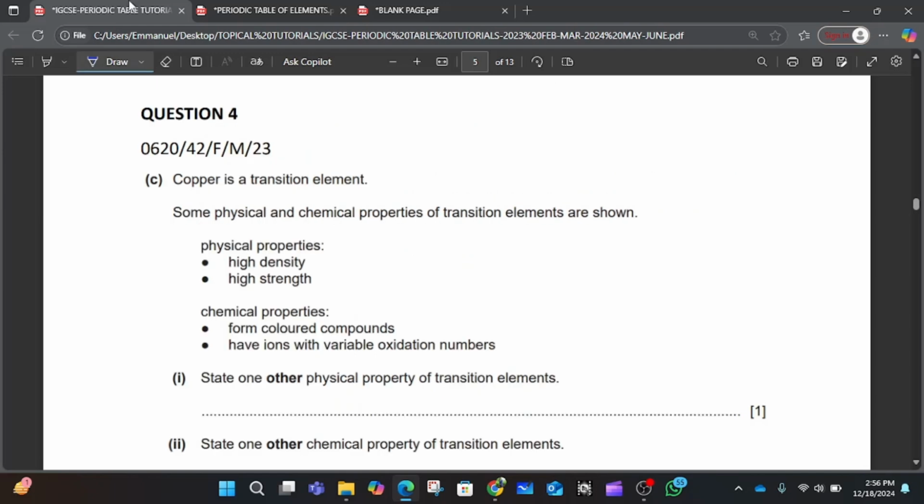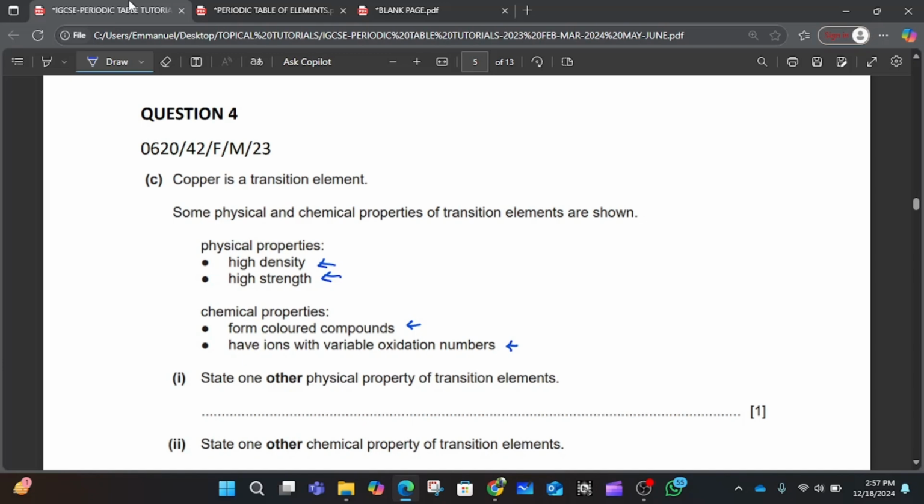The next question is question 4 of FEB-MAR 2023, paper 4.2. C. Copper is a transition element. Some physical and chemical properties of transition elements are shown. So for the physical properties, we have high density, high strength. And for the chemical properties, we have transition metals form colored compounds. They have ions with variable oxidation numbers. I. State one other physical property of transition elements.